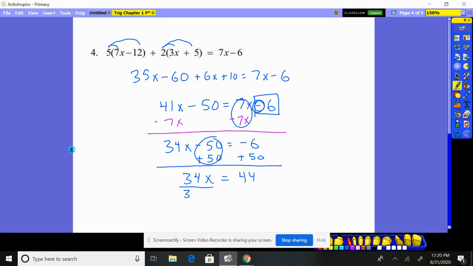Now we divide by 34 to get x by itself. That goes in 1 with 10 left over out of the 34, which I know I can cut each of those in half, can be divided by 2. I get 1 and 5/17. Whatever the decimal is for that is perfectly fine. Okay, there's the first 4 for you.